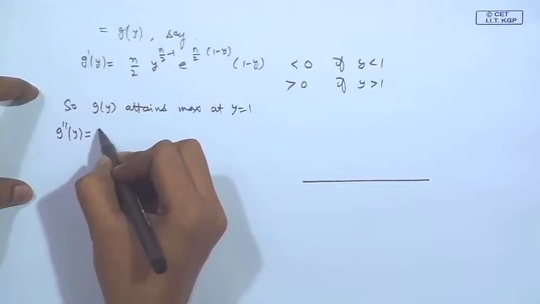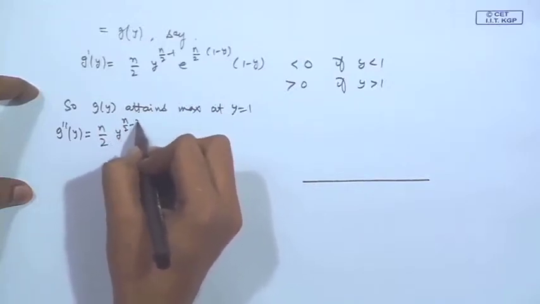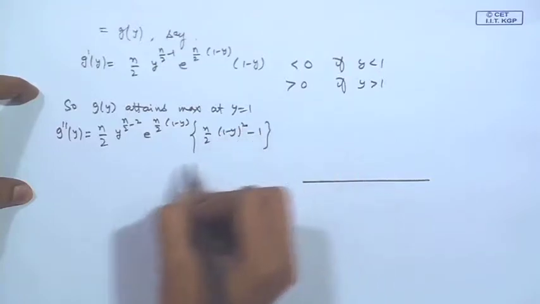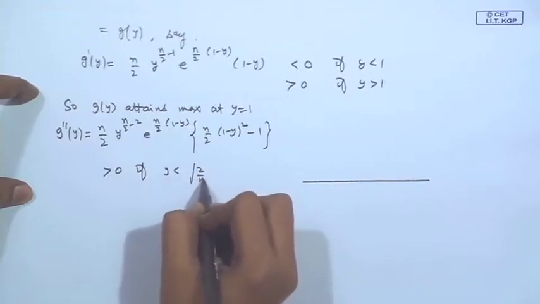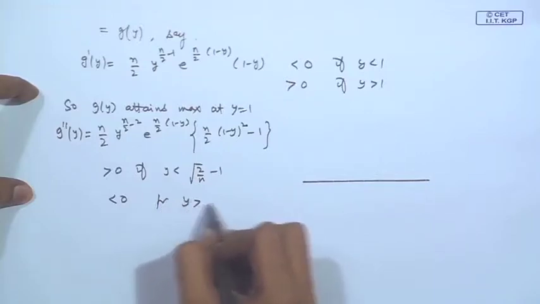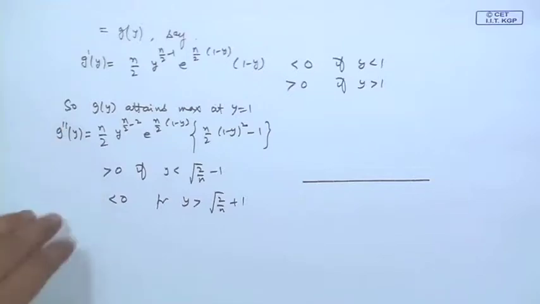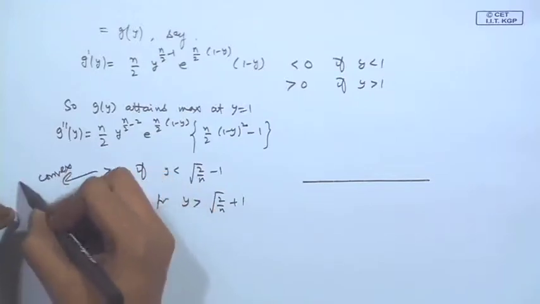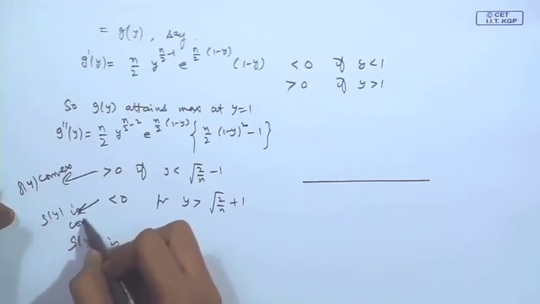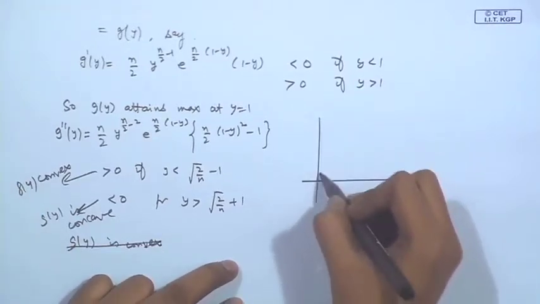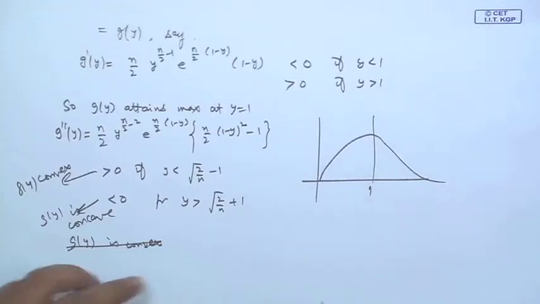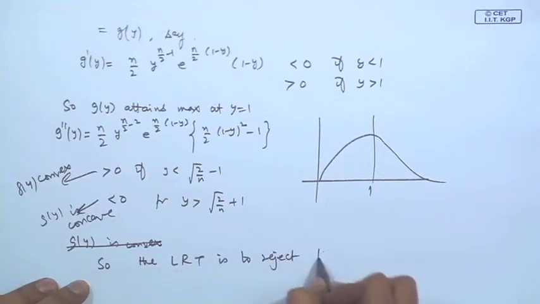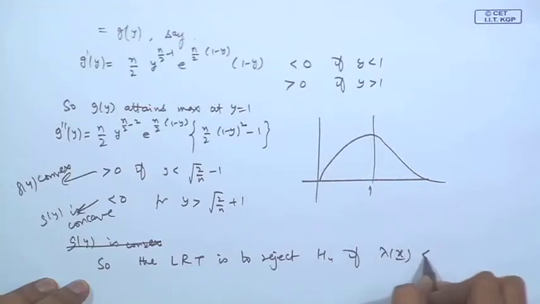The behavior we can also see from g double prime y. G double prime y is n by 2 y to the power n by 2 minus 2 e to the power n by 2 (1 minus y) times ((n by 2)(1 minus y) square minus 1), that is greater than 0 if y is less than root (2 by n) minus 1, and less than 0 for y greater than root (2 by n) plus 1. So g y is convex in this region, and in this region g y is concave. The shape is something like this, this is 1. Okay. So, the region RT is to reject H4 if lambda x is less than C.